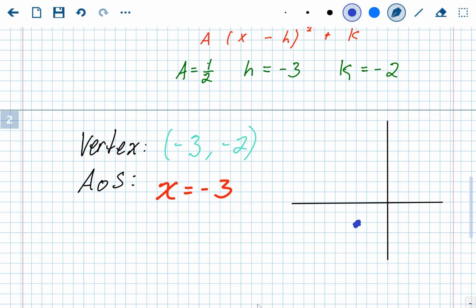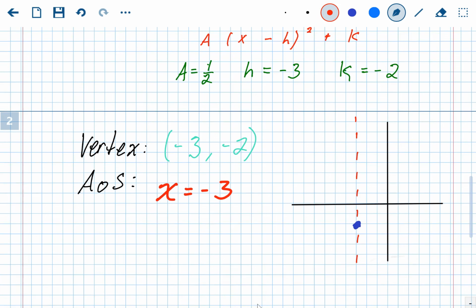We know our axis of symmetry is at x equals negative 3. Now, vertex form is where knowing those typical graph shapes is important, because vertex form doesn't tell you a lot of information. It only gives you the vertex, and that's only one point, and it's the only point that doesn't reflect. So we really only know one point.